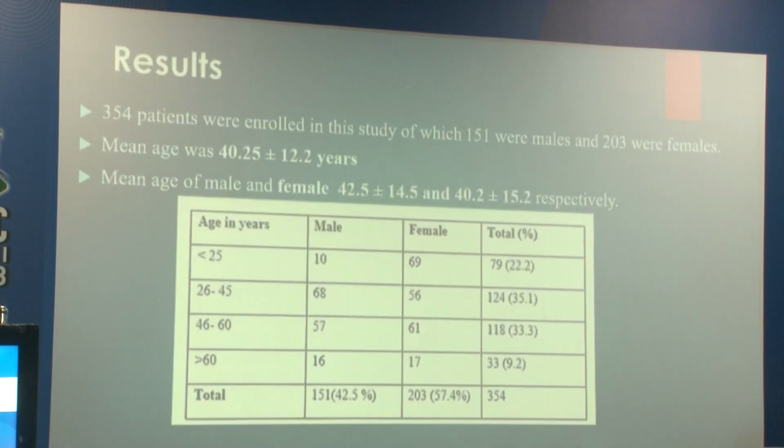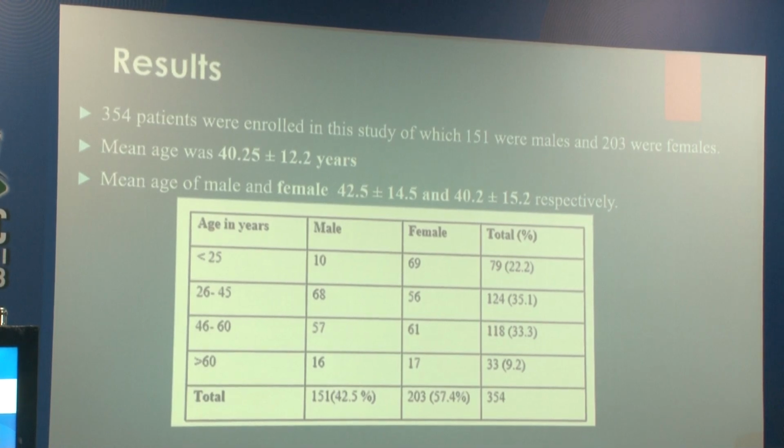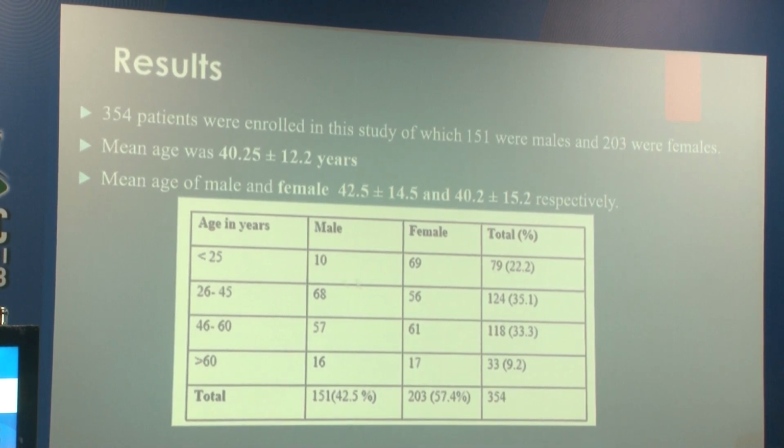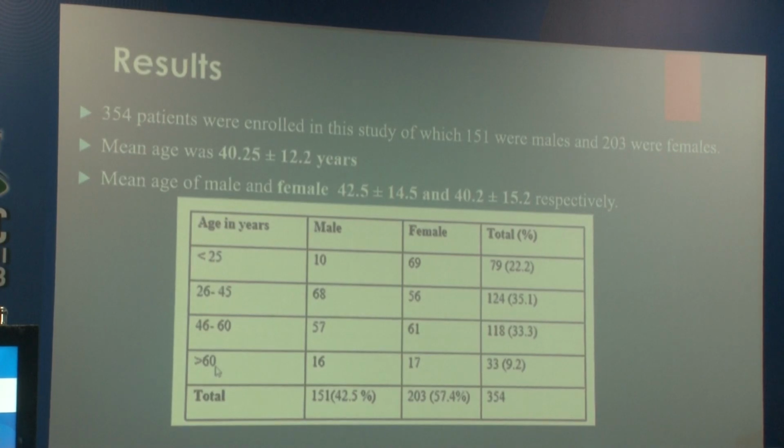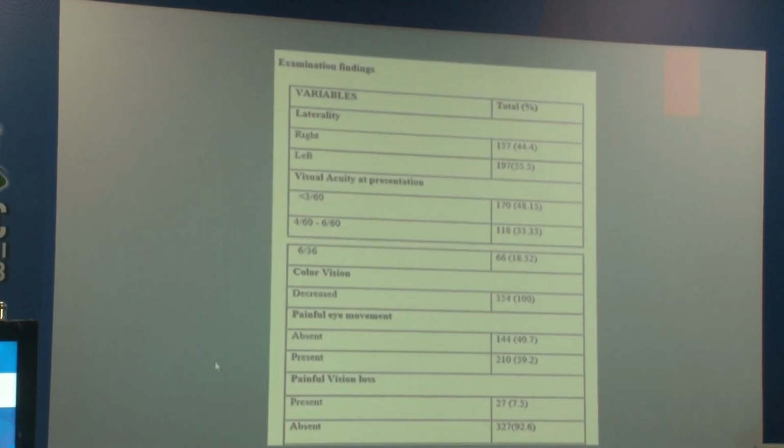So the results of my study here: 354 patient records were retrieved, out of which 151 were males and 203 were females. The average mean age was about 40.25, and the mean age in male and female was about 42.5 and 40.2 respectively. The results were characterized based on age as less than 25, 26 to 60, and more than 60. So these were my examination findings, where in my study I included the laterality, right and left of the patients.